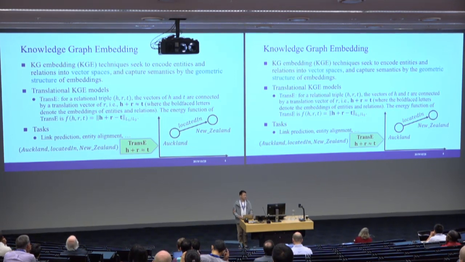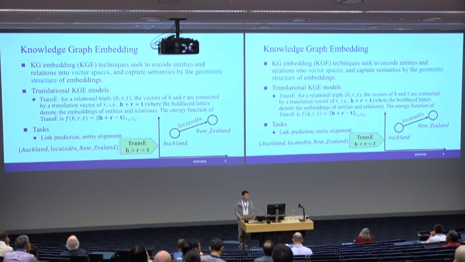Now we will discuss knowledge graph embeddings. Knowledge graph embedding techniques seek to encode entities and relationships into vector space and capture the semantics by the geometry structure of the embeddings. In this paper, we focus on the translational KG embedding models. The most popular KG embedding model is TransE.